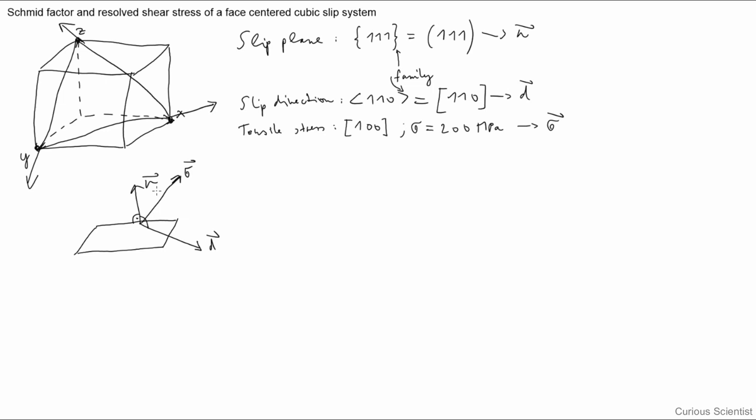Now we have two angles which are interesting for us. One is between the stress and the normal to the plane. We will call this phi. And there is another angle between the stress and the slip direction, and we call it lambda. Since we have vectors, it's very easy to calculate the angles between them, basically the cosine angles. So we will obtain cosine phi and cosine lambda in this exercise. And it's very, very simple.